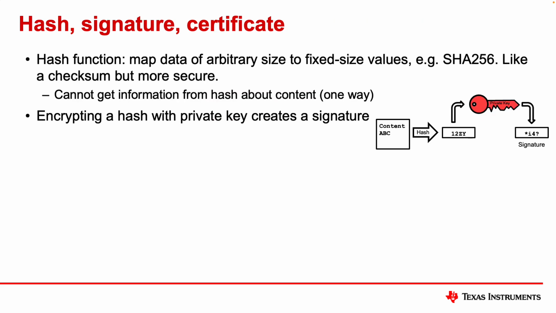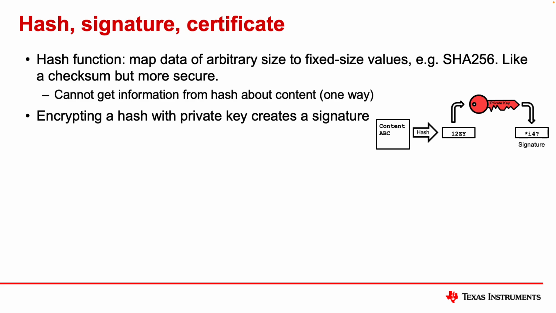Some other concepts that come into play are hash, signature, and certificate. So let's define each one of those. The hash function is just a way to map an arbitrary size to fixed size values. An example of this is SHA-256, which is very popular. It's like a checksum, but it's more secure, and it's also one way. So when you do a hash of an operation, you can't use the hash to learn anything about the information that you hashed. What is nice is that you can take this arbitrary length and take it down to a fixed length, and you know something very specific about the content of that message.